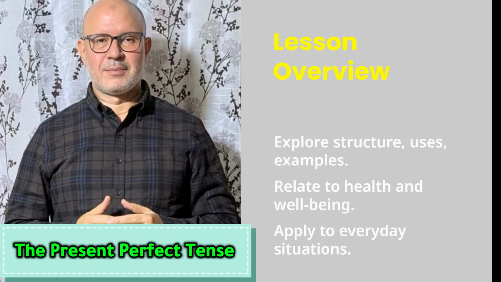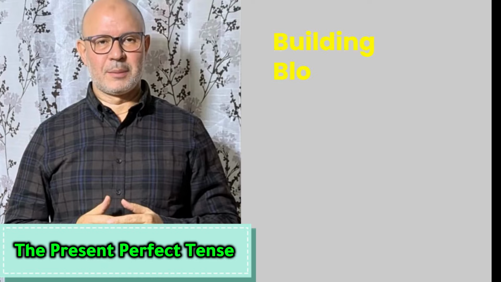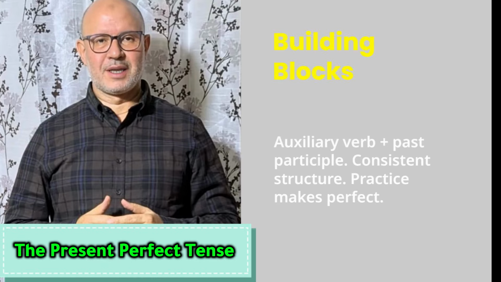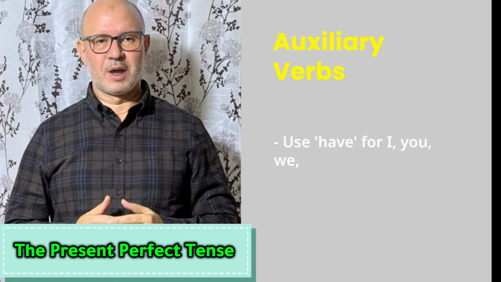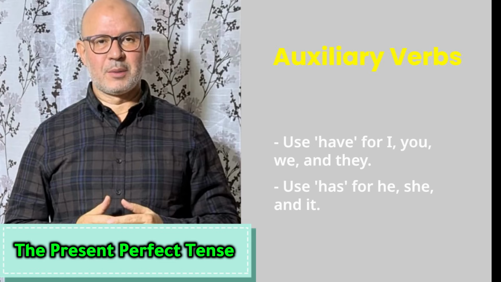Let's begin our lesson. Let's start with the building blocks of this important tense. The present perfect is always formed using two main parts, an auxiliary verb and the main verb's past participle form. This structure is consistent and easy to remember once you practice it. The auxiliary verb is have or has. We use have for subjects like I, you, we, and they. For singular subjects like he, she, and it, we use has. This distinction is crucial for correct sentence formation.